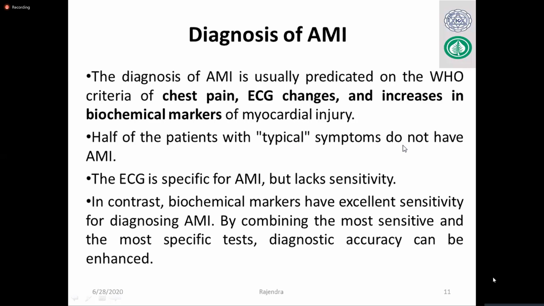By combining the most sensitive and the most specific test, diagnostic accuracy can be enhanced. Yes, we have one very sensitive method and one specific method. Then we do both and read the results of both tests, and then we can have a very accurate diagnosis of that particular patient. This is how we do it.